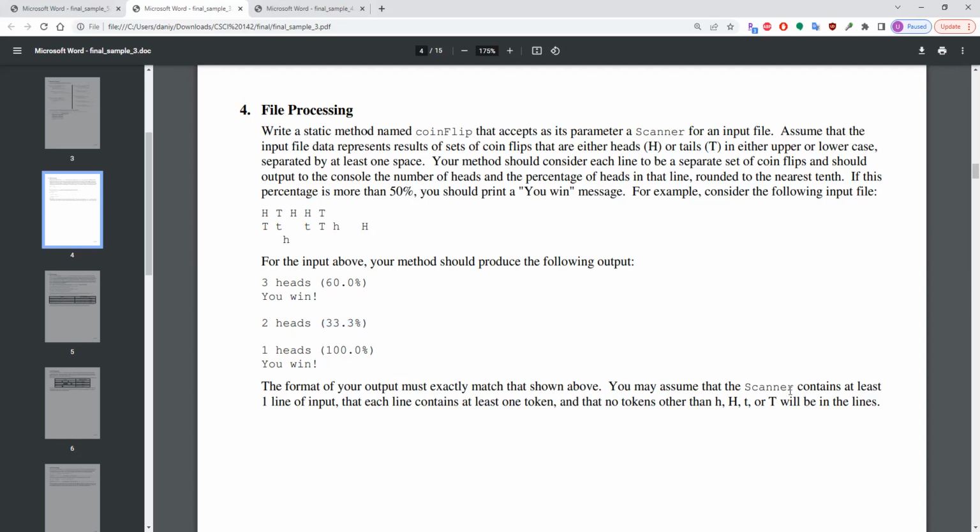You may assume that the scanner contains at least one line of input, that each line contains at least one token, and that no token is other than head or tail. So we are assuming, as mentioned in our question, there is no other garbage value in our file, only head and tail, separated by a space, and that it is not an empty file, and every line has some input, even if you have only one head in a file.